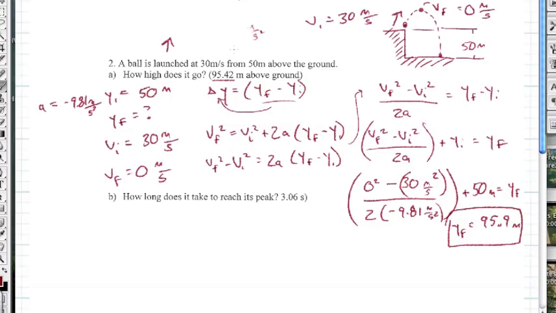Okay, so that's number 2A. 2B, how long does it take to reach the peak? How long? That sounds like time, right? So change in time, that's what we don't know. Our initial velocity is 30 meters per second. Final velocity at the peak is 0 meters per second. Acceleration, still negative 9.81 meters per second squared.